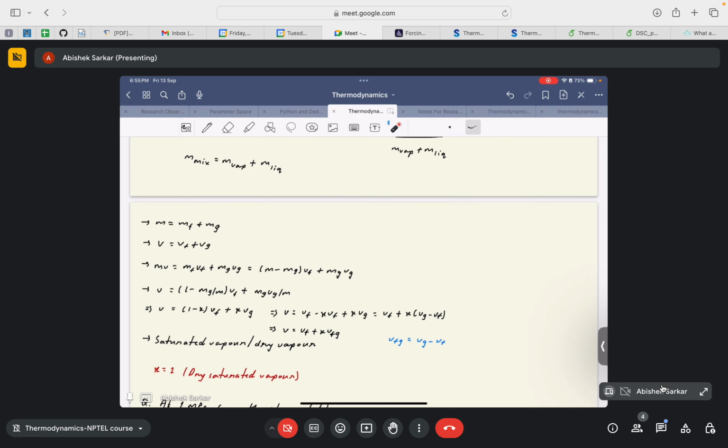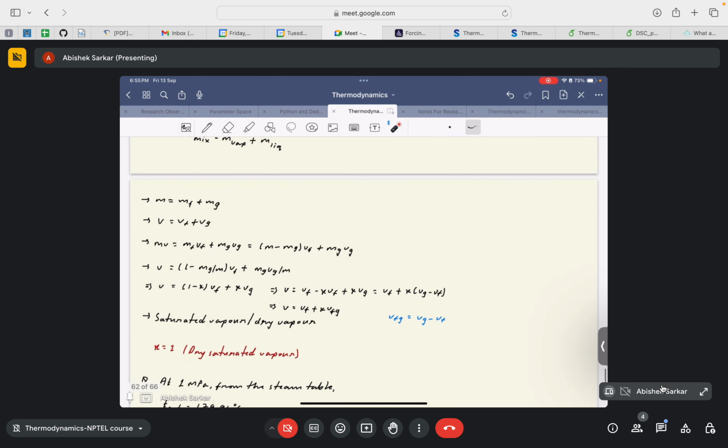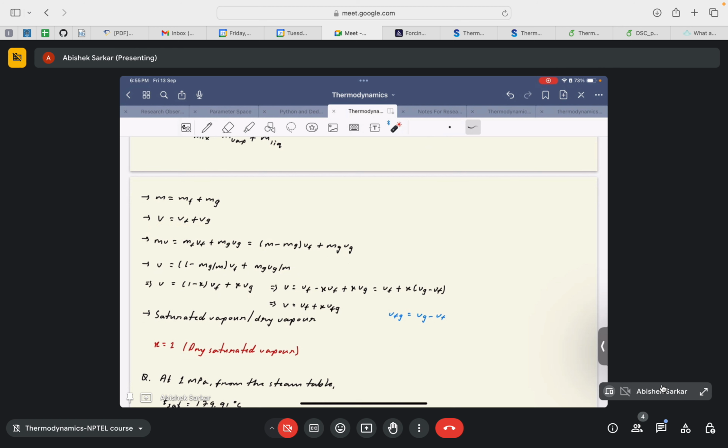Okay, so again V here is the total volume. Okay, not the specific volume but the total volume. It's capital V. So V is again the volume of the fluid plus the volume of the gas. Okay, so now if we dissociate it into the specific volume and as a product of the specific volume and the corresponding mass of the vapor or the liquid, we will get that mv is equal to mf vf plus mg vg, or we can substitute mf as m minus mg, so (m minus mg) into vf plus mg into vg.